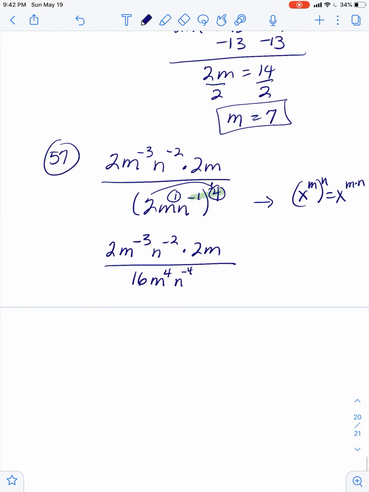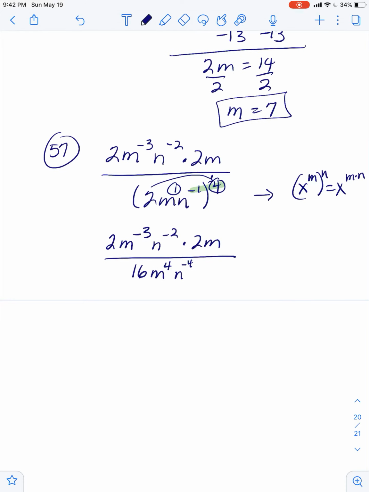Okay, so the next thing that I'm going to do is take care of the rule that says x to the negative 1 is 1 over x, or if you want to think of it, 1 over x to the negative 1 is x. So they're just the flip of it.